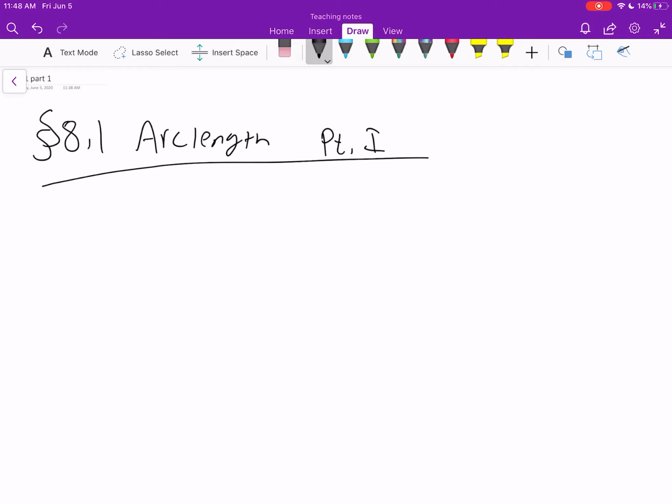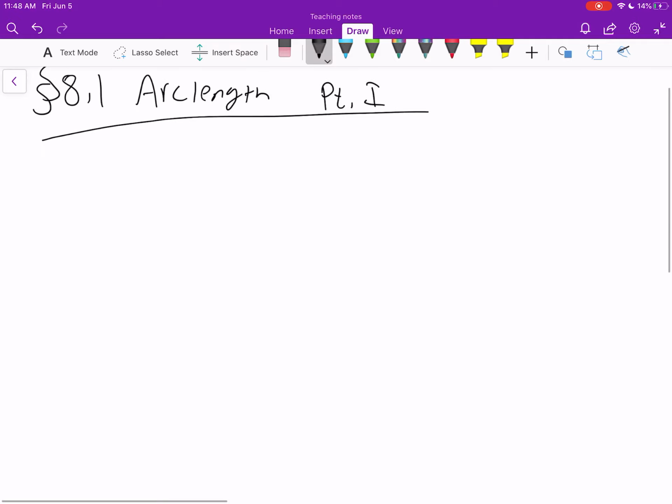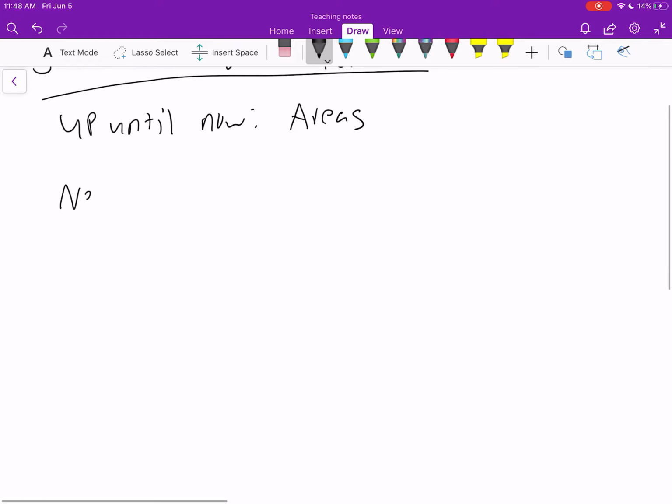So the idea behind this section, which is called arc length: what we've been doing up until now is computing areas underneath curves. That's one way you can think of the integral. But now we're going to turn to a new question. How do I find the length of a curve?